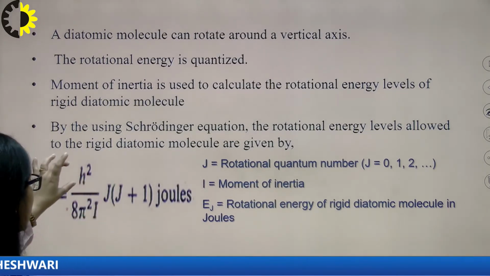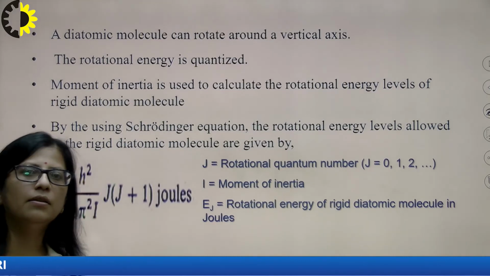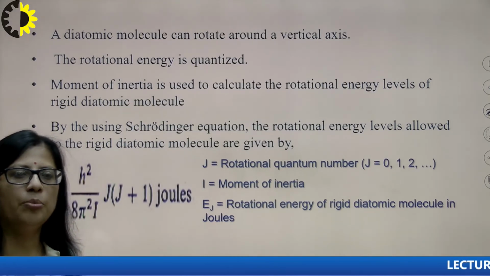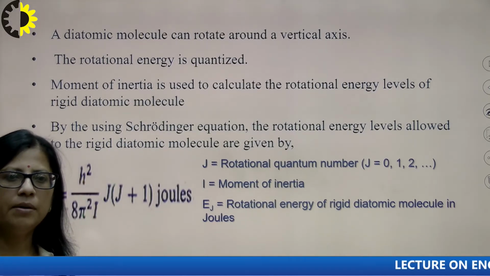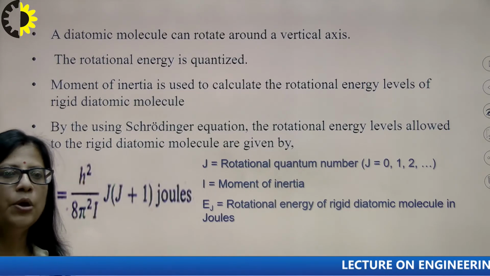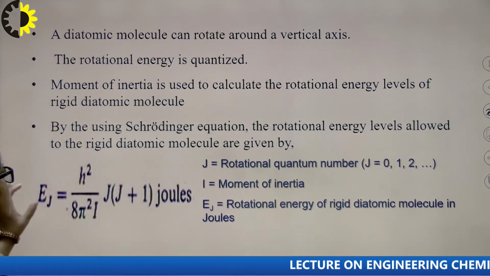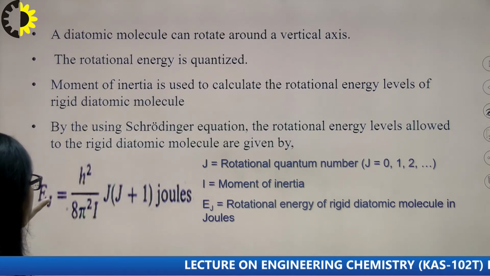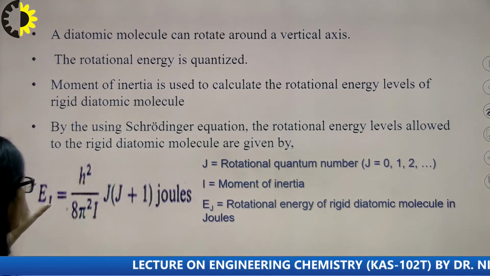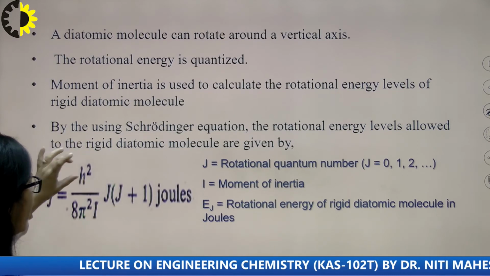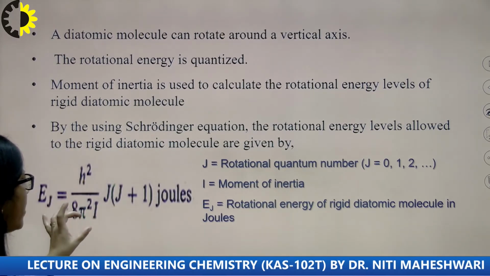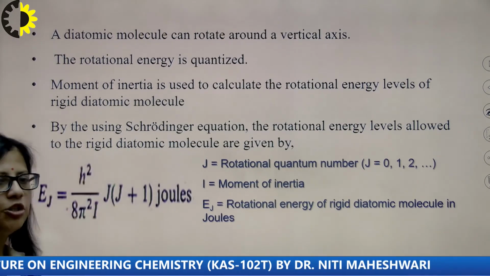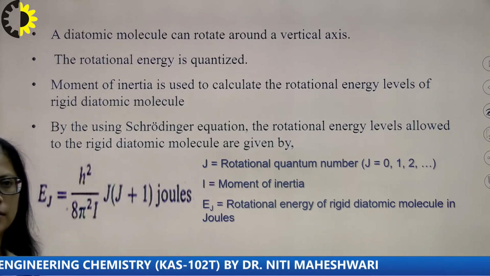h is the Planck's constant, pi is again 3.14, or 22 by 7 is the value. So, the rotational energy of a diatomic molecule is equal to h square divided by 8 pi square I multiplied by J into (J plus 1).